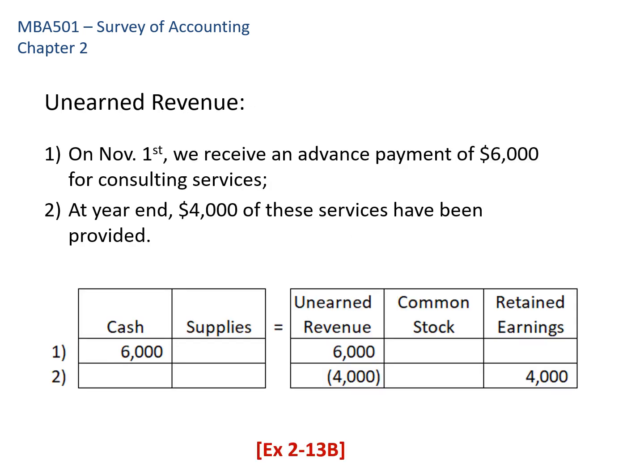So as an example here, we receive an advance payment on November 1st of $6,000 for consulting services. So cash goes up, that new liability, unearned revenue, goes up. So both sides of the equation go up. At year end, we look at our records and see that $4,000 of the $6,000 have been provided. So we reduce that liability. If we quit today, we would not have to pay them back as much money. So we reduce that liability, and that's when we recognize revenue, because now we've actually performed the services, and that's when we get credit, in a way, for the revenue.